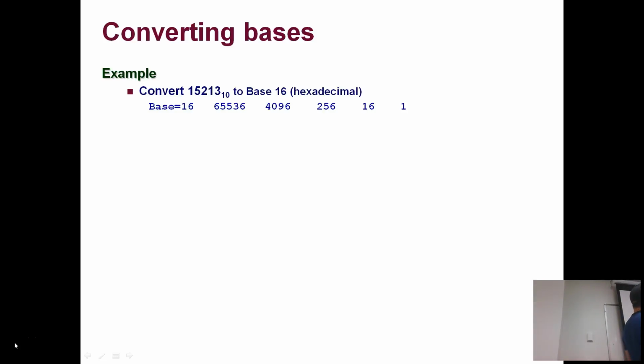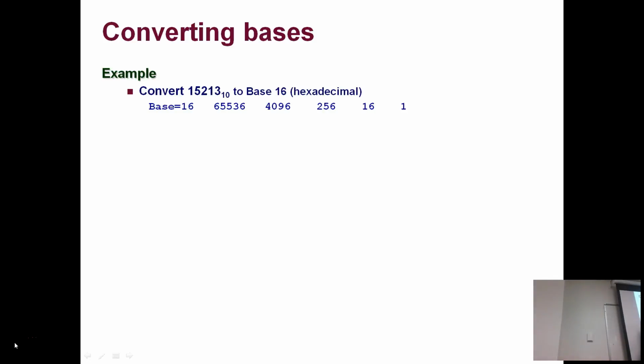15,213 to base 16, which is hexadecimal. Here are the positions of hexadecimal if you expand it out: 65,536, 4,096, 256, 16, and 1. So we have 5 positions. We start with 15,213, and then we look at the largest base that's still smaller than my number.